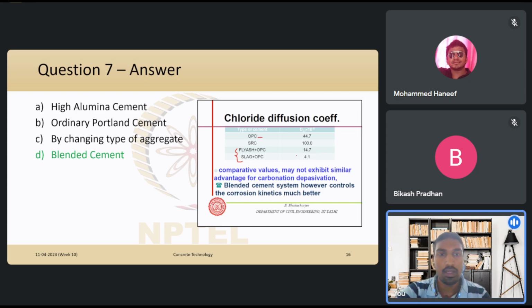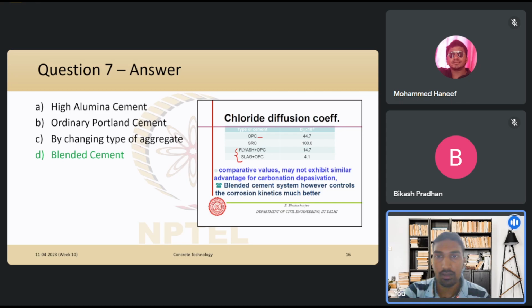Why? Because your pore structure will be better. Your micropore structure will be improved when you have blended cement. So it's not easy for chloride to reach your reinforcement. Because of that, you will have better resistance to corrosion, or the rate of the corrosion will be much slower in that case. Therefore, the right option is the use of blended cement.